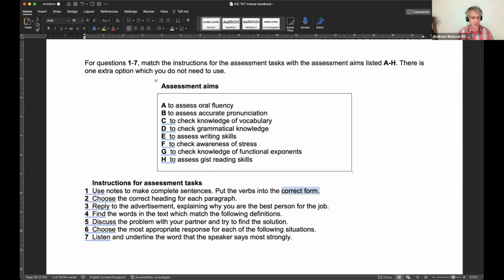Any questions or doubts before we leave assessment? We'll come back to it in some form when we do a review of TKT concepts at the end of the course, right at the very end. I think we've done enough tonight. Any final doubts or queries before we close? So you know what you're doing for next week?